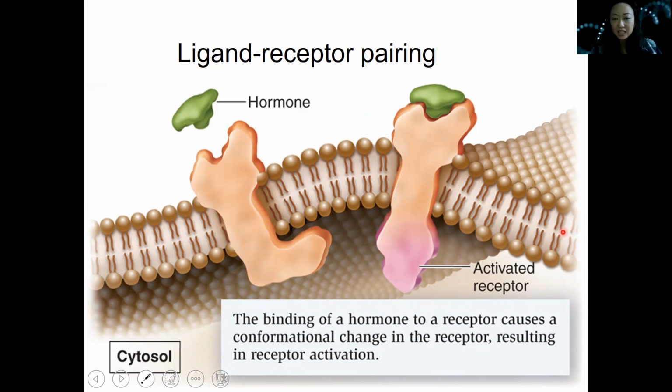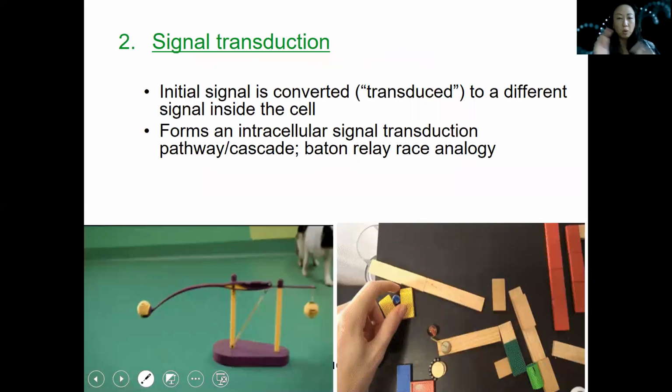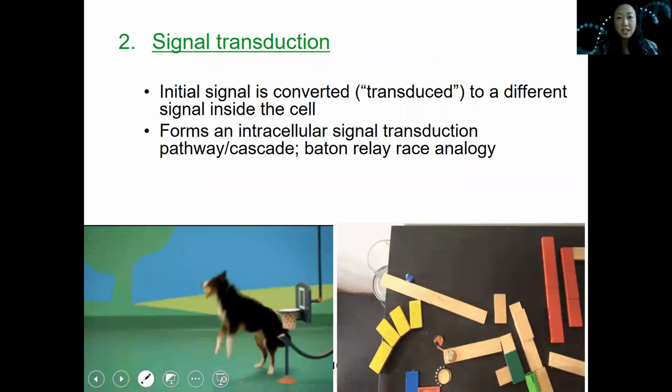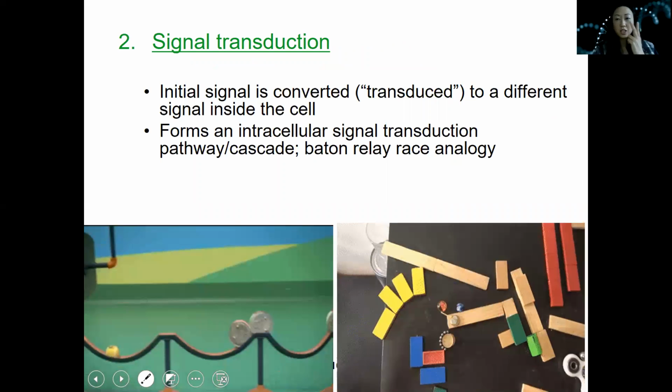And when it binds, do you see how the shape changes from this to this? That's called receptor activation. The binding of the hormone to the receptor causes conformational change, resulting in receptor activation. Well, what happens after receptor activation? Then that's your stage 2.